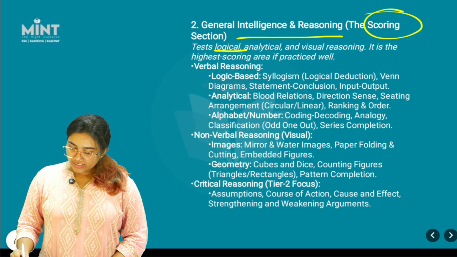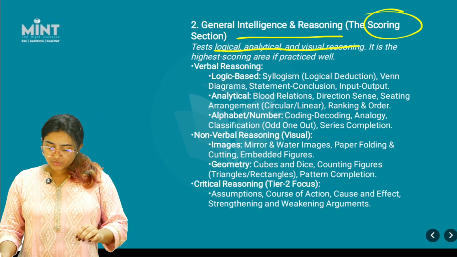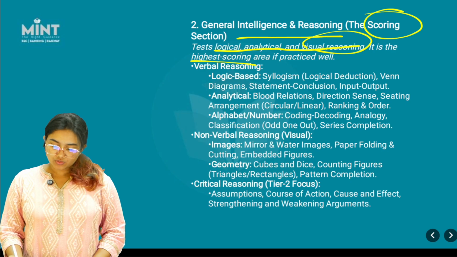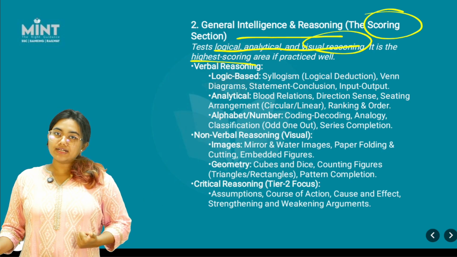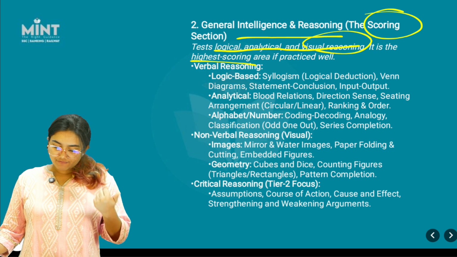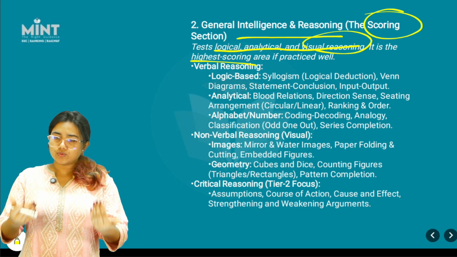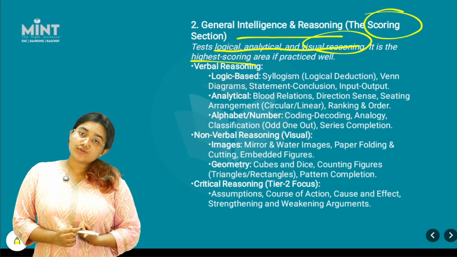Logic, analytics, and visual reasoning is what is going to be judged here, and it's a very scoring area as well. So verbal reasoning is going to be there. For example, logic based reasoning like syllogism, Venn diagrams, statement conclusion, input output, all of that is also going to be asked. Analytical is also going to be there.